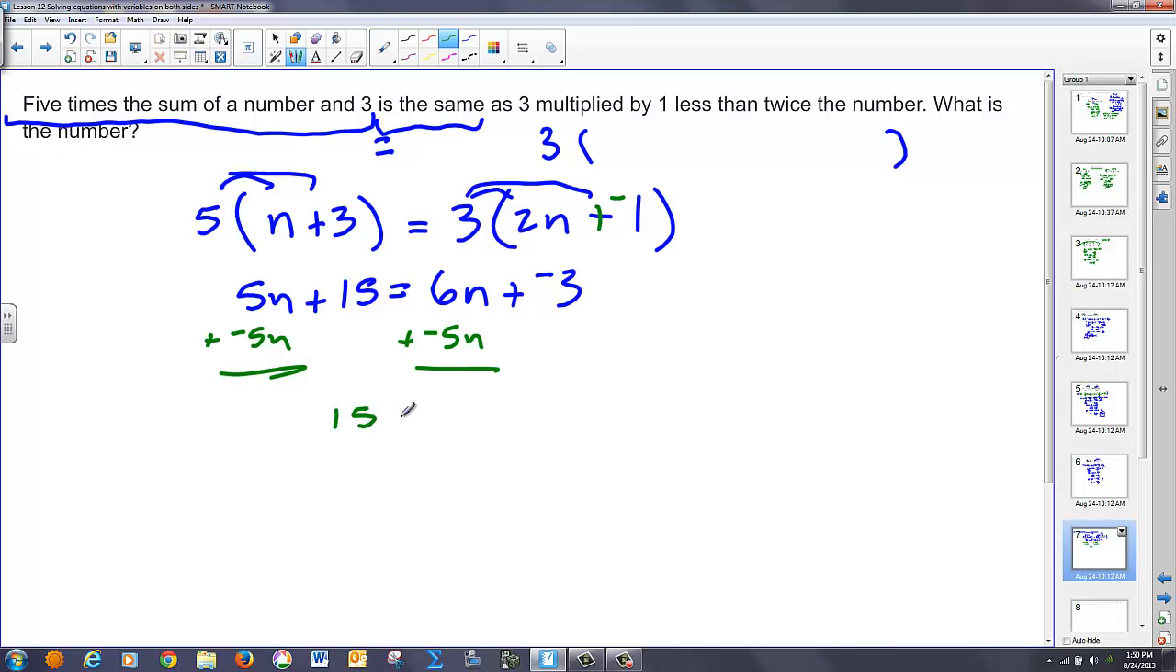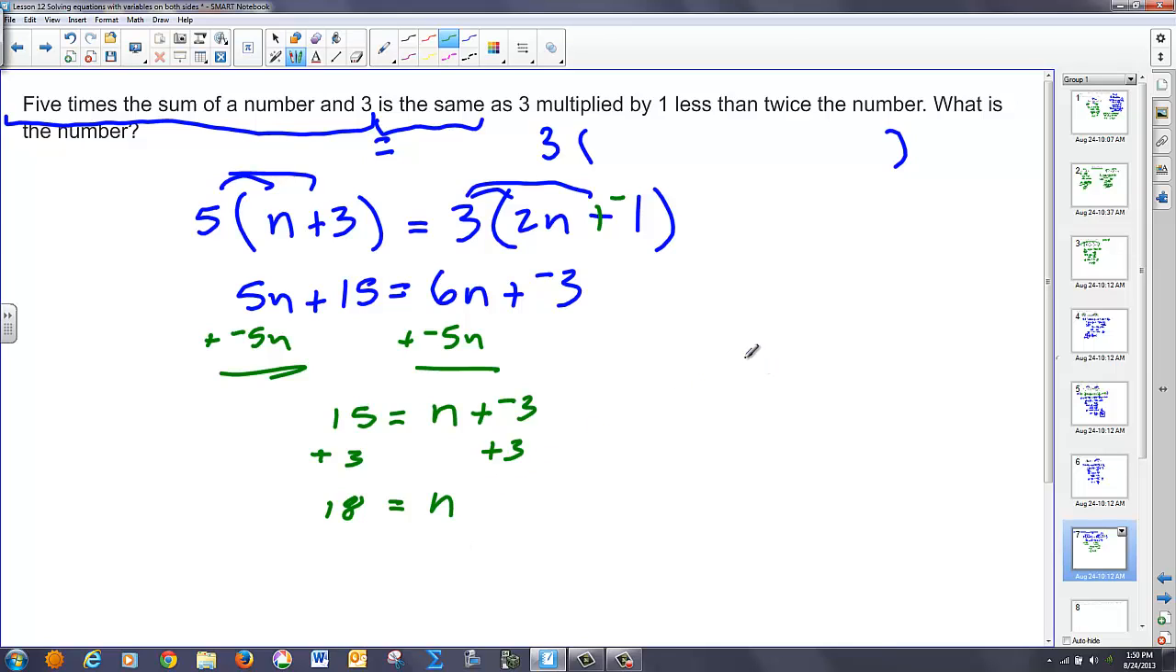Leaving me with 15 on the left. 6 plus negative 5 is a positive 1n plus negative 3. Going to add the opposite to both sides. So I'm going to add 3 to both sides. And I end up with 18 equaling n. And if I wanted to check that, it wouldn't be too difficult.